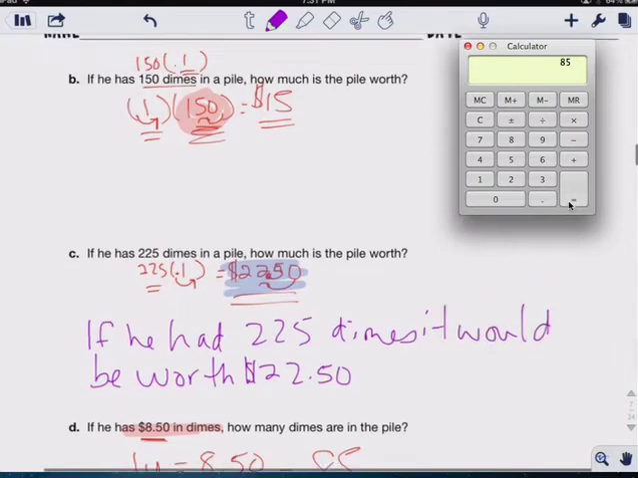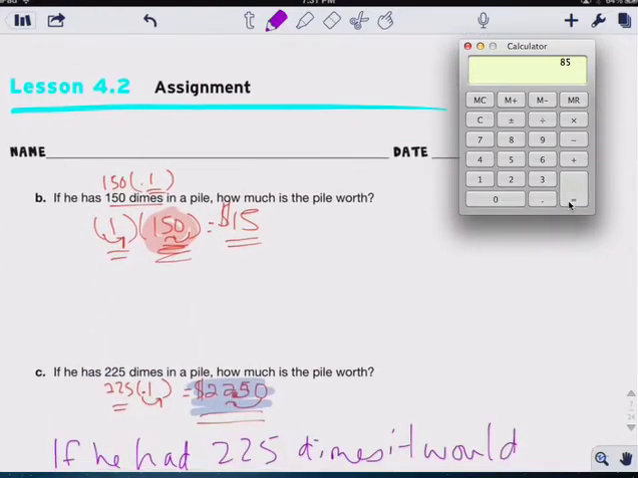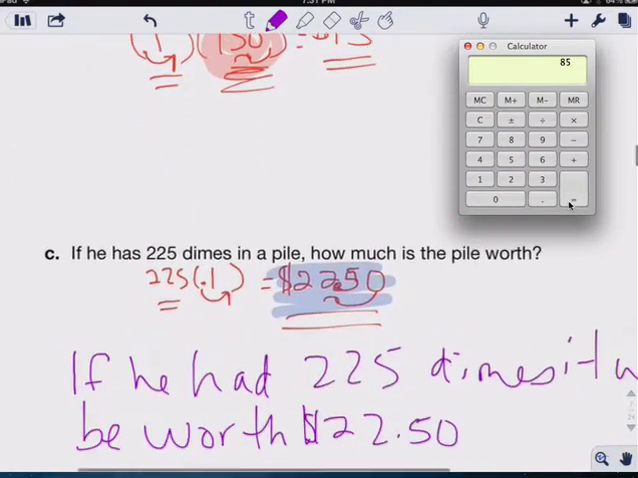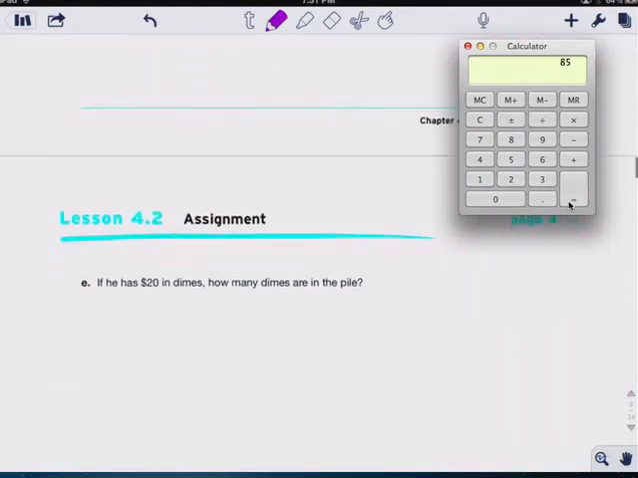$22.50. So forth, you know, all the other ones. Make sure, try to put them in. This will take forever to load, but you know what I mean by writing in complete sentences.